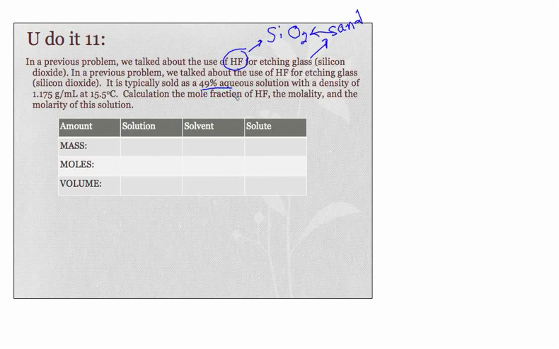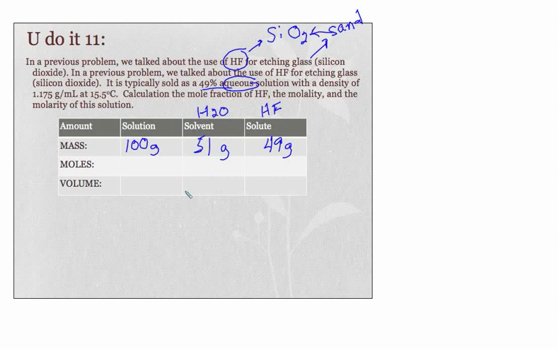So in this case, we have a 49% aqueous solution. So we have a similar type of assumption as we had in the last one. Our solution is going to be 100 grams, which means that 49% of those grams are HF, and 51% of those are our solvent, which in this case, since it's aqueous, is water.